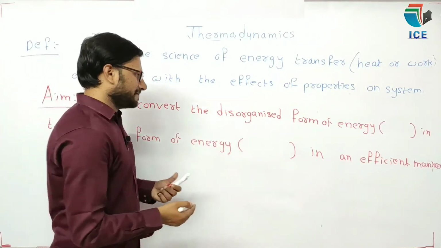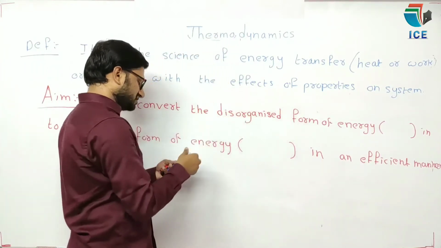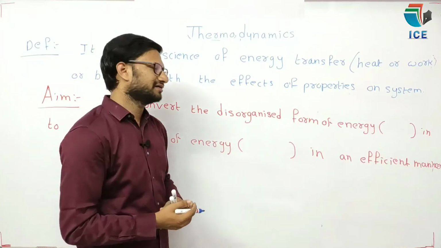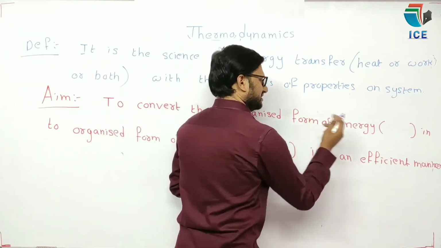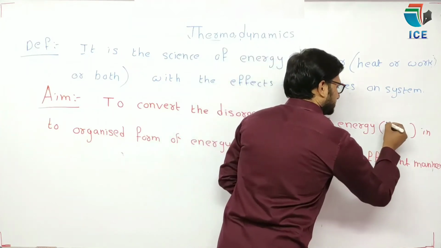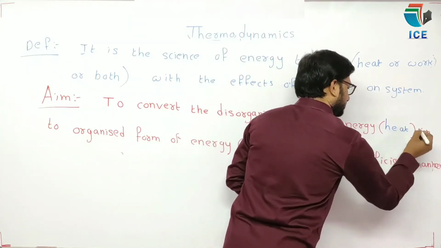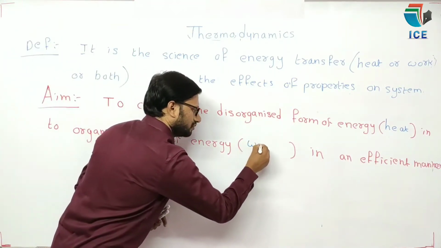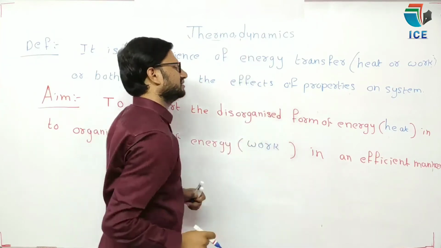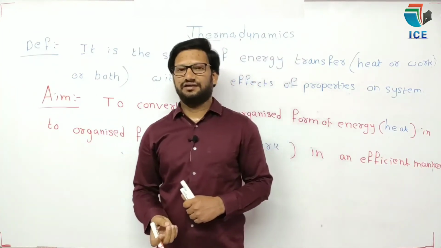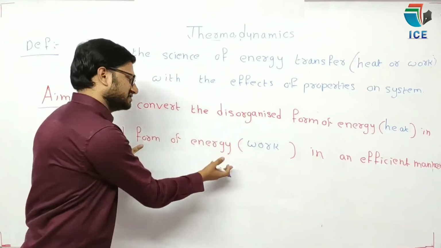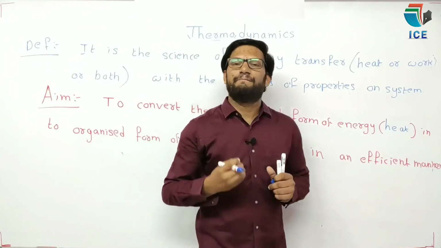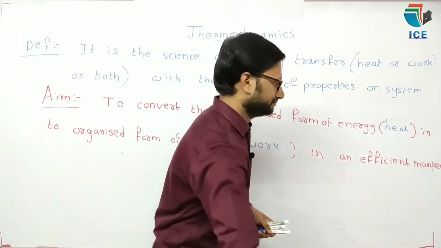Okay, right. Now what is meant by disorganized form of energy? Here I am saying the disorganized form of energy as heat and organized form of energy as work. Why I called heat a disorganized and work an organized form of energy? Now let me explain in a practical manner. Okay.